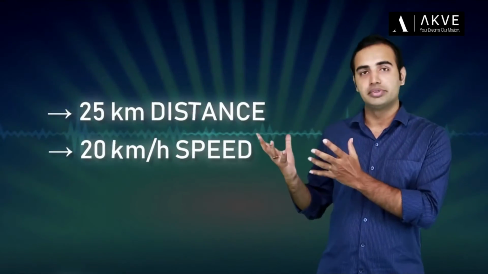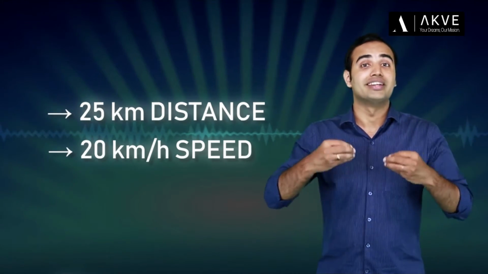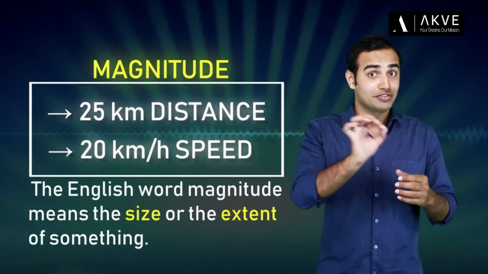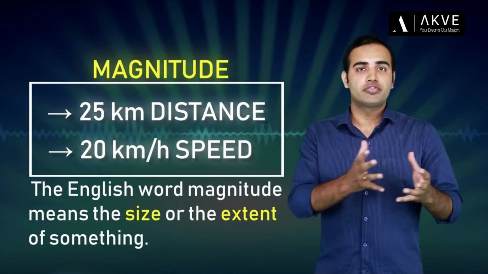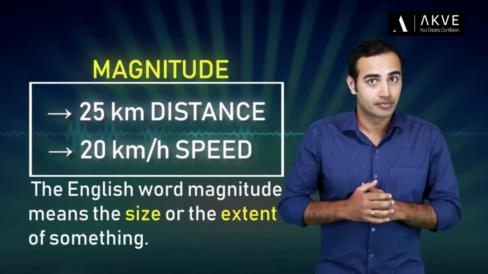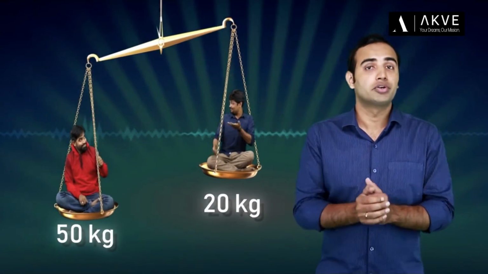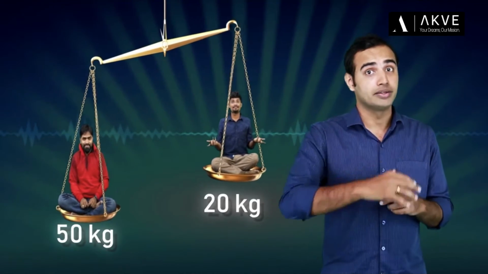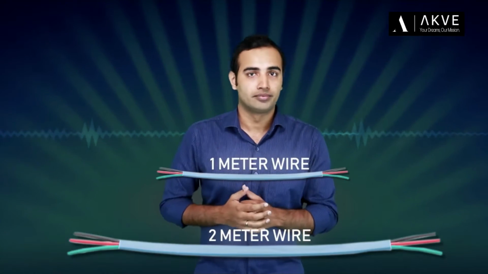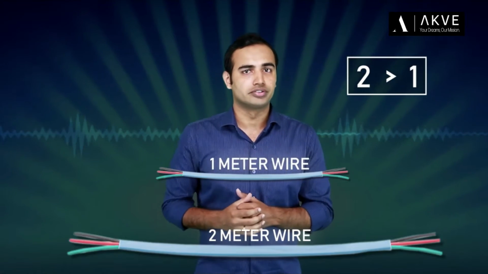So all these numbers or all these values that we are assigning to these quantities are also called their magnitude. The English word magnitude means the size or the extent of something. So the magnitude of a physical quantity tells us how big or how small that physical quantity is. For example, a 50 kg object weighs more than a 20 kg object because the number 50 is more than the number 20. Similarly, a 2-meter long wire is longer than a 1-meter long wire because the number 2 is more than the number 1. I hope you already know about this.